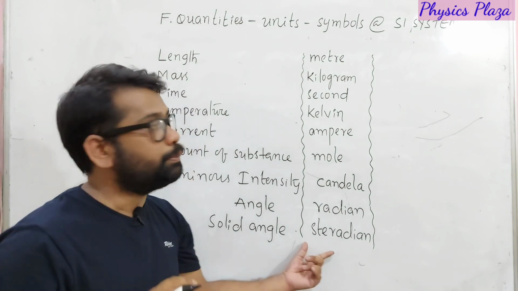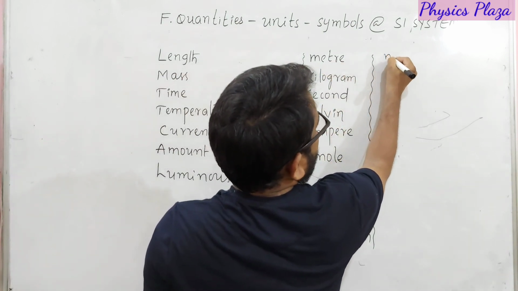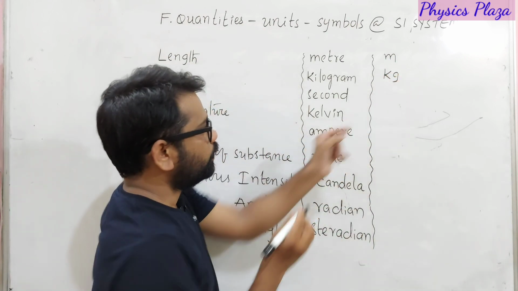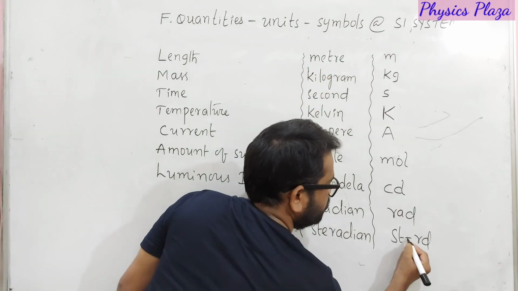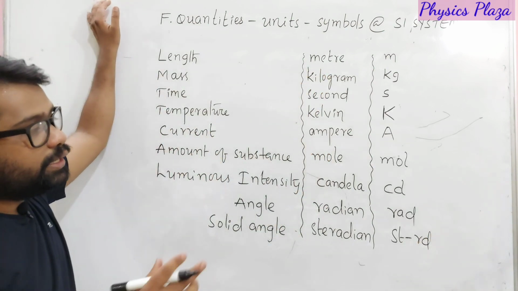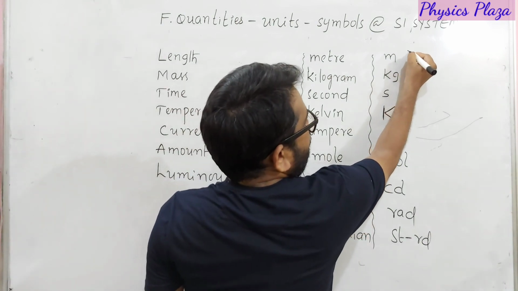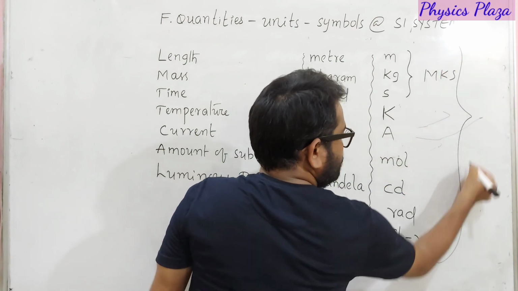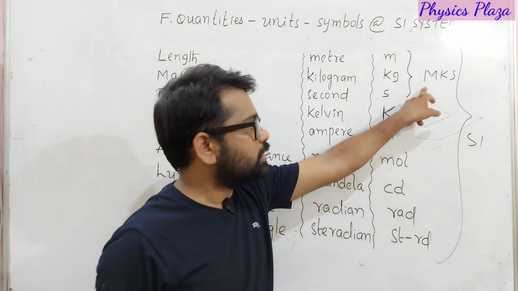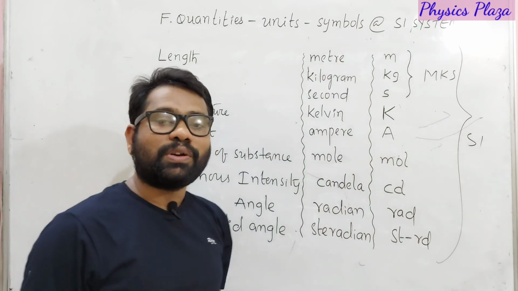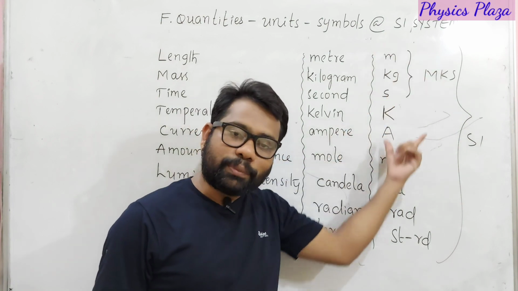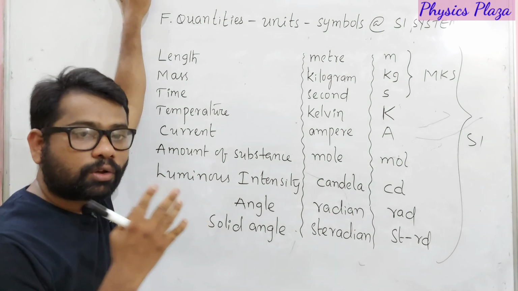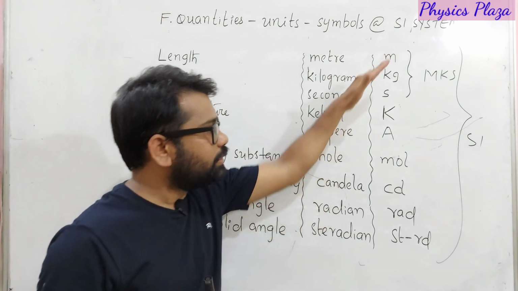Now the symbols are also very important. Children, the meter symbol is m, and the kilogram symbol is kg. Small k you must write, it is not a capital K, small k only. These 3 we can measure in the MK system, but all of these we are measuring in the SI system, which means the MK system is a part of the SI system. So the SI system is the extension, a new version of the MK system. So these are the fundamental quantities and their units and their symbols.